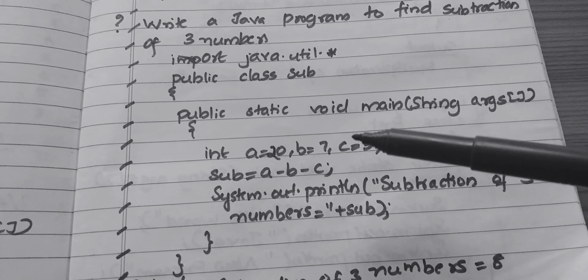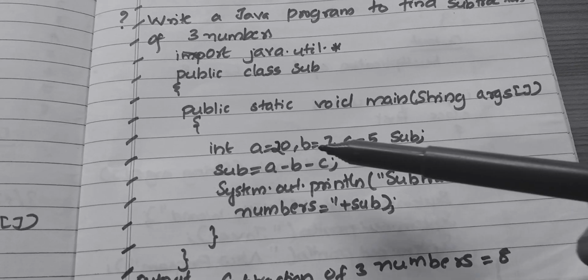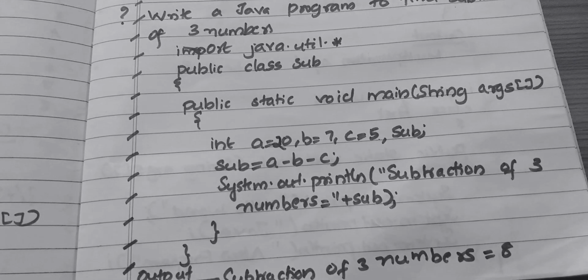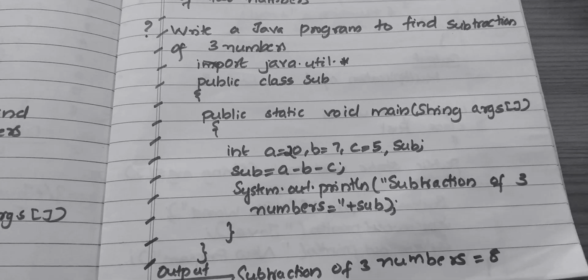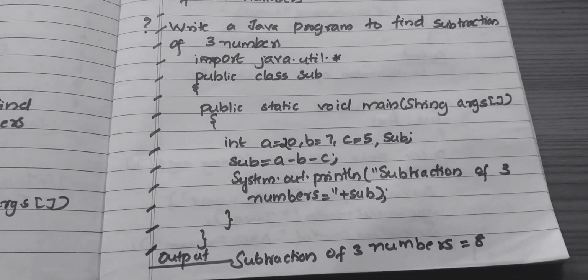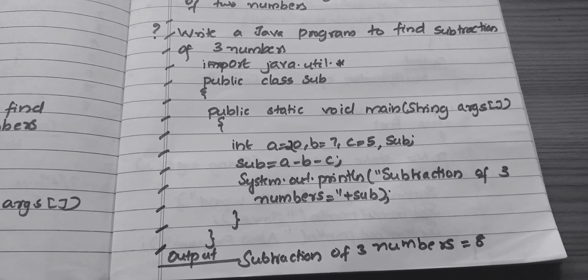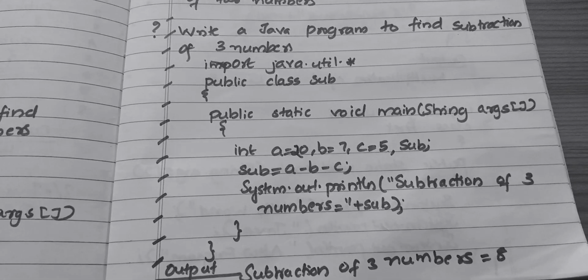Here we have given subtraction of three numbers. So I have added one more variable over here. So this is the program for subtraction of three numbers.